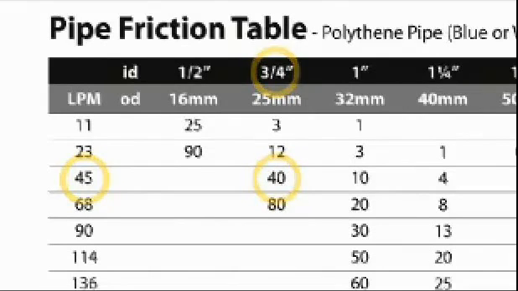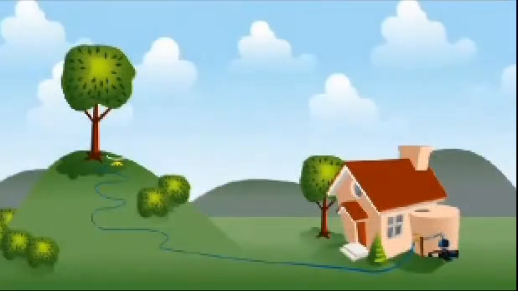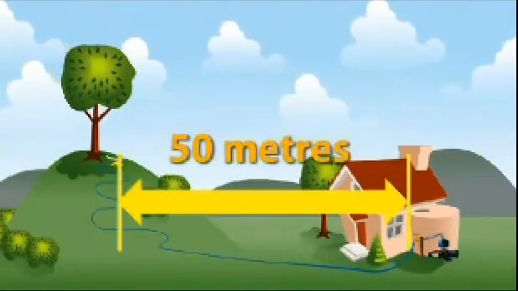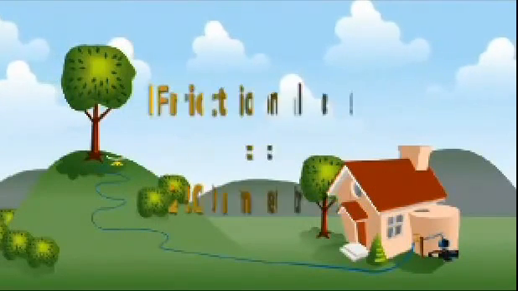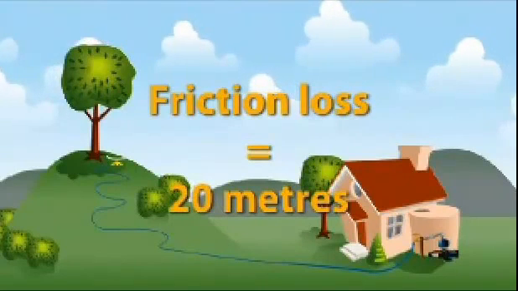However, in this chart, all values apply to 100 meters of pipe. In Auntie Flo's case, she only requires 50 meters of pipe. Therefore, we must halve the value. Half of 40 is 20. 20 meters is therefore our friction loss.